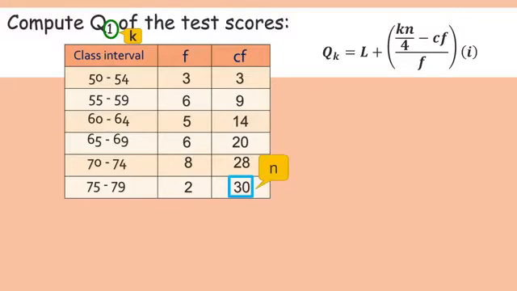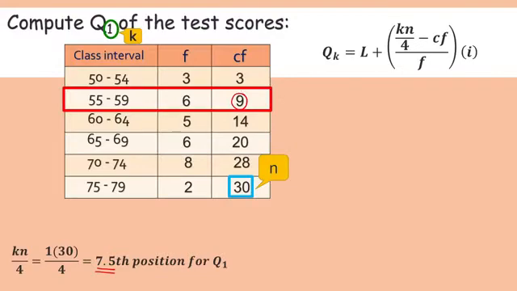So using the formula Kn over 4, that will give us 1 times 30 divided by 4. That's 7.5. Now, where is the CF that contains 7.5? 9, sir. Number 9. So take note, look over the CF column. Look for a number that is the first number that is greater than or equal to 7.5. That is 9. So this is our location of the first quartile.